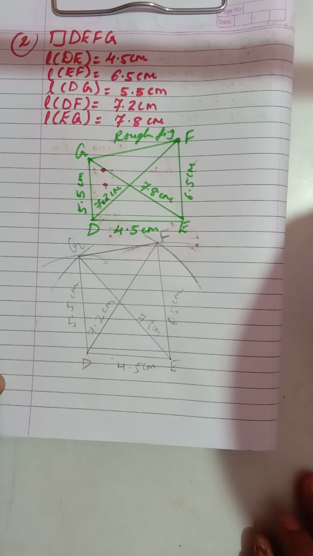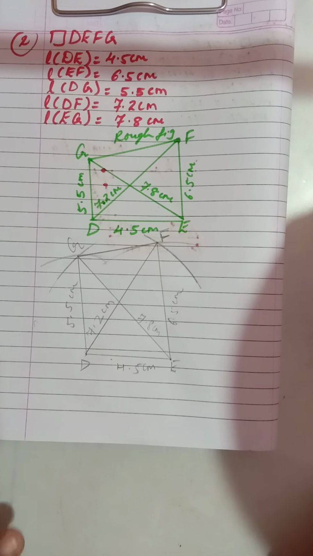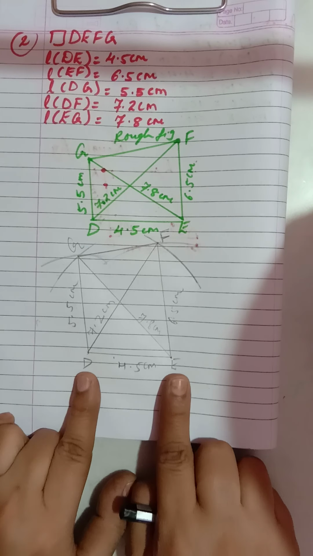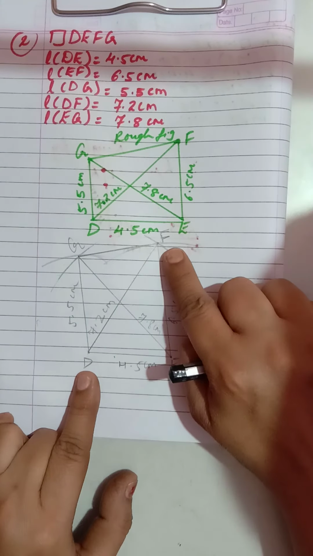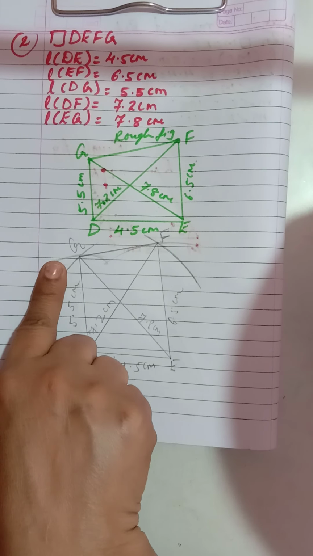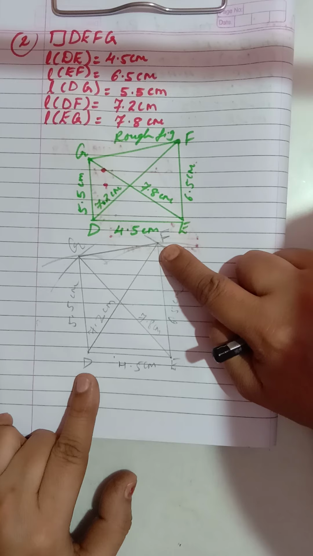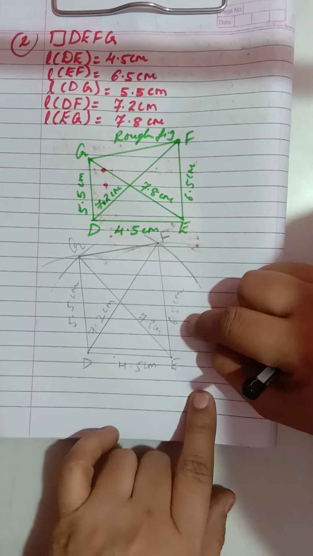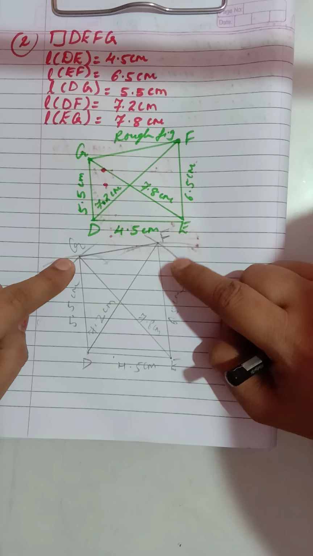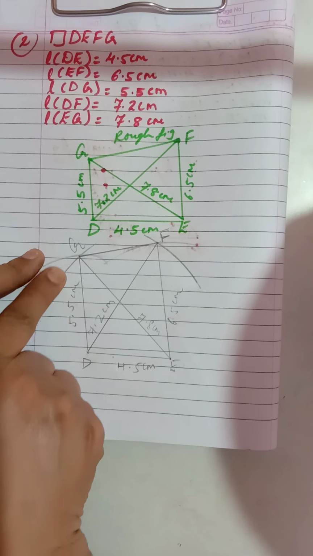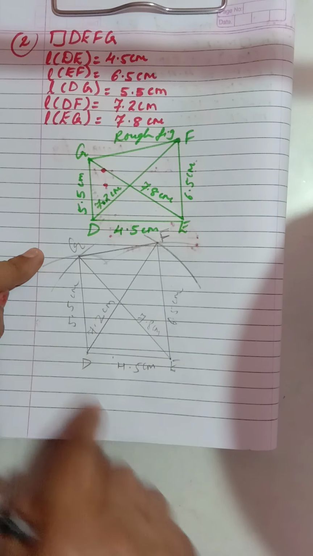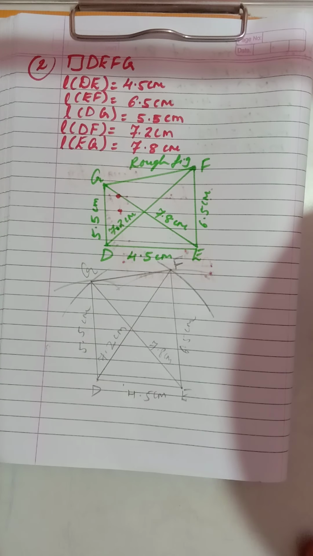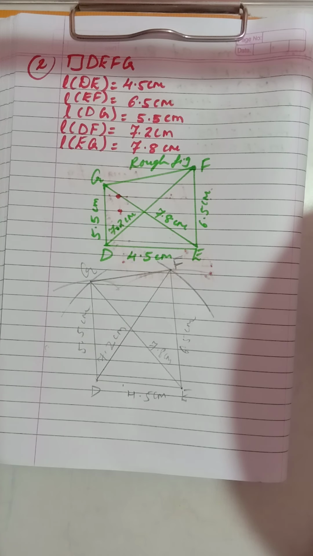So I hope this is clear to you. You can see the video again, but just remember, first we draw the base, then we draw point F, and then point G. F we have drawn by taking the distance from D as 7.2 and from E as 6.5. Same way we drew point G, taking the distance from D as 5.5 and from E as 7.8. So we have constructed these two. The third construction you will try, or tomorrow I'll be sending one more video including those two constructions.